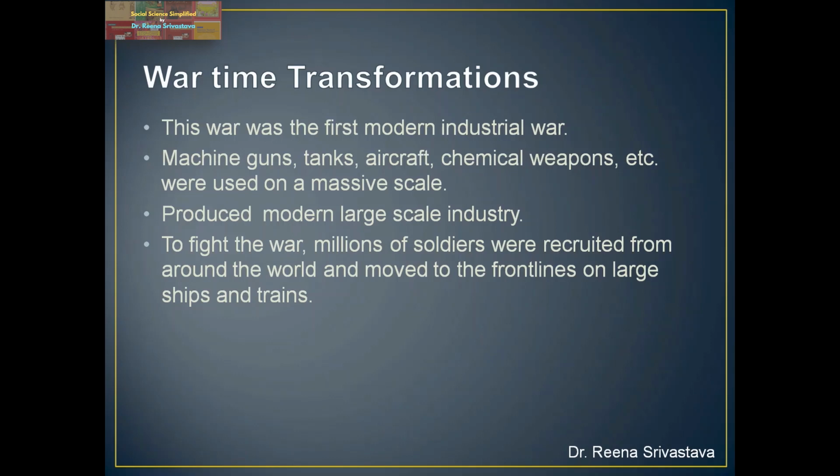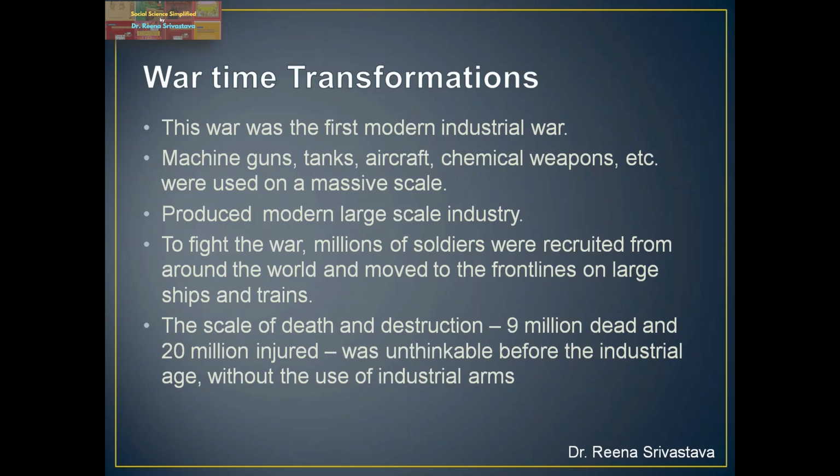Even Indians, there was large-scale recruitment from rural India into the British Army. And they were taken to Europe to fight on behalf of Britain. The scale of death and destruction, if you see, around 9 million people died, 20 million were injured. Okay, and these are the official data. Obviously, the original data must be much more.